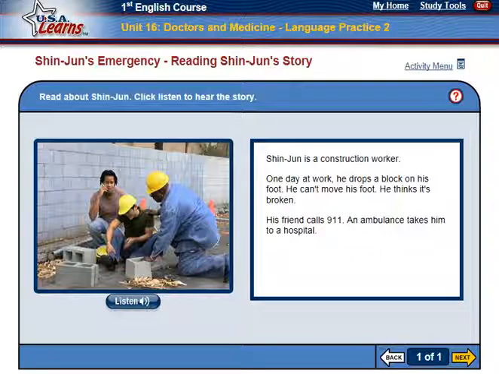Shinjun is a construction worker. One day at work, he drops a block on his foot. He can't move his foot. He thinks it's broken. His friend calls 911. An ambulance takes him to a hospital.